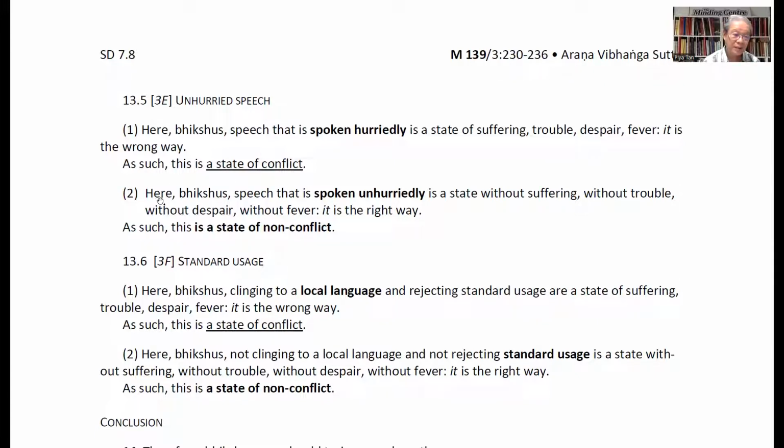Here bhikshus, speech that is spoken unhurriedly is a state without suffering, without trouble, without despair, without fever. This is the right way. As such, this is a state of non-conflict.